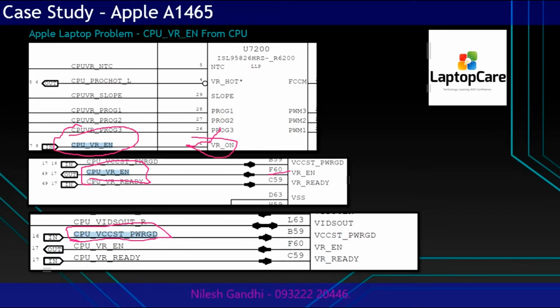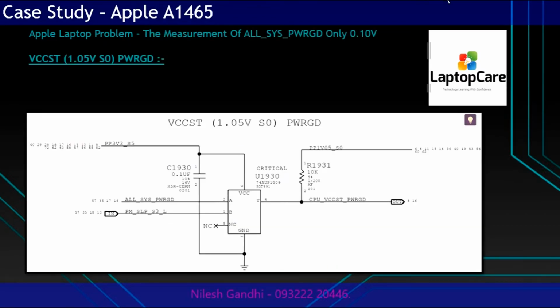Now let's find out where the CPU_VCCST power good signal is generated from. Here in the schematic we found the CPU_VCCST_PWRGD signal, which is directly generated via U1930, and this particular CPU_VCCST_PWRGD was showing 0.0 volt.